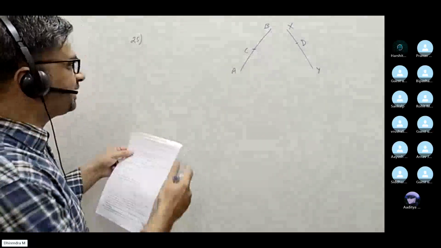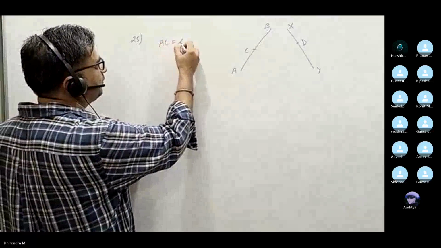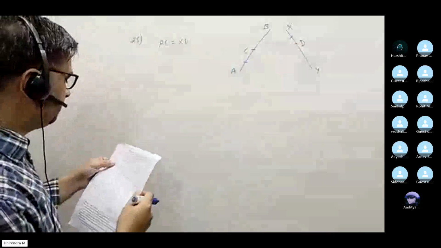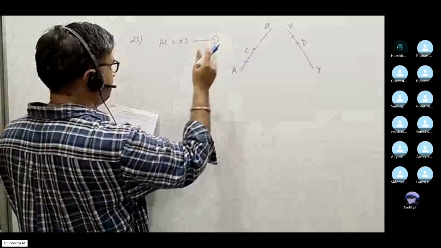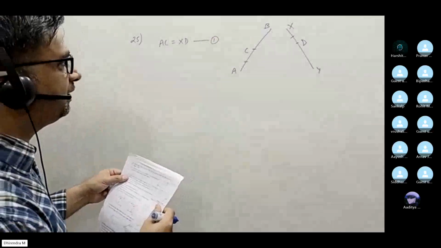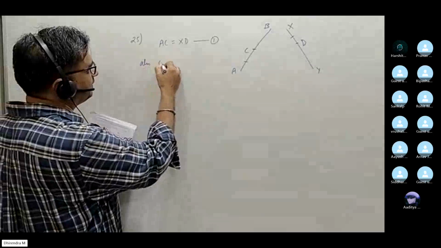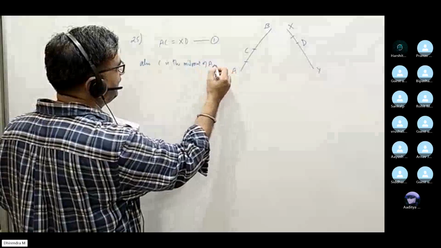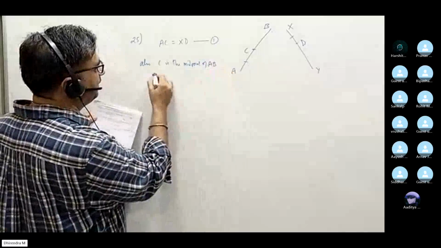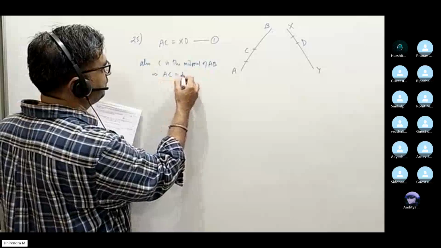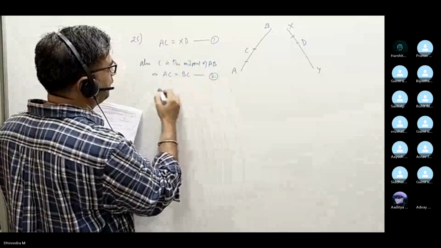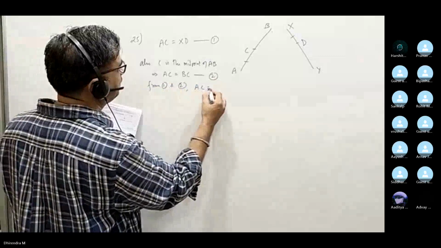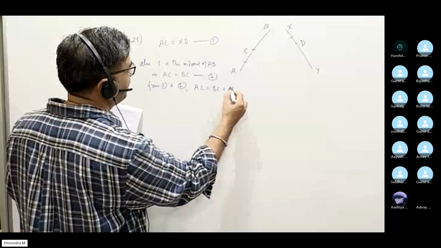Okay, let's see. So in the above figure, we have AC is equal to XD. Let's take this as equation 1. C is the midpoint of AB. That gets us AC is equal to BC. So from 1 and 2, AC is equal to BC is equal to XD.